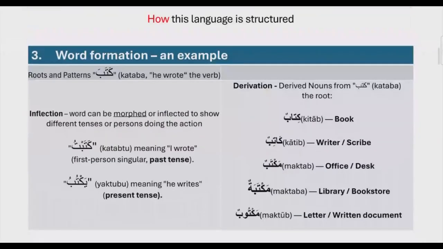Now, how this language is structured in terms of its word formation, we're going to look at one example. Normally it's done in terms of what we call the root, which means the essence of the word. And normally it's in 3 letters, right? Like in this example, it's ka, ta, ba. Right? And kataba means he wrote, which is the verb. And it's also the root of many words.